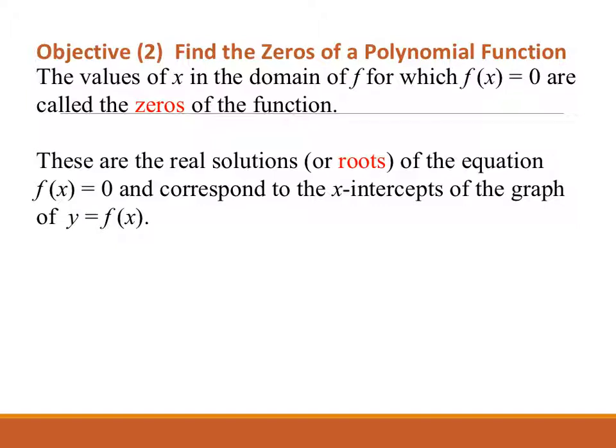So our second objective is to find the zeros of a polynomial function. The values of x in the domain of f for which f of x is equal to 0 are called the zeros of the function. These are the real solutions or roots of the equation where f of x is equal to 0, and they correspond to the x-intercepts of the graph of y equals f of x.